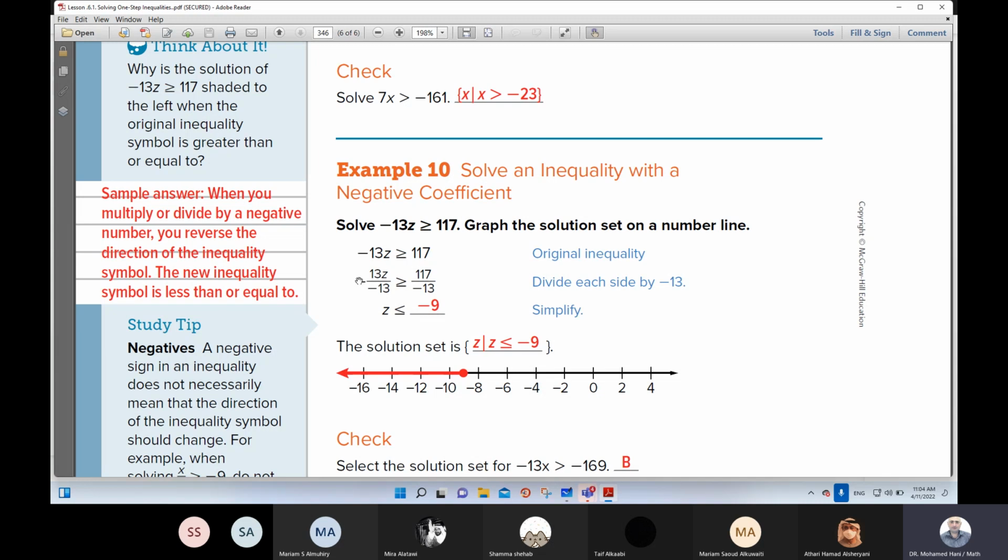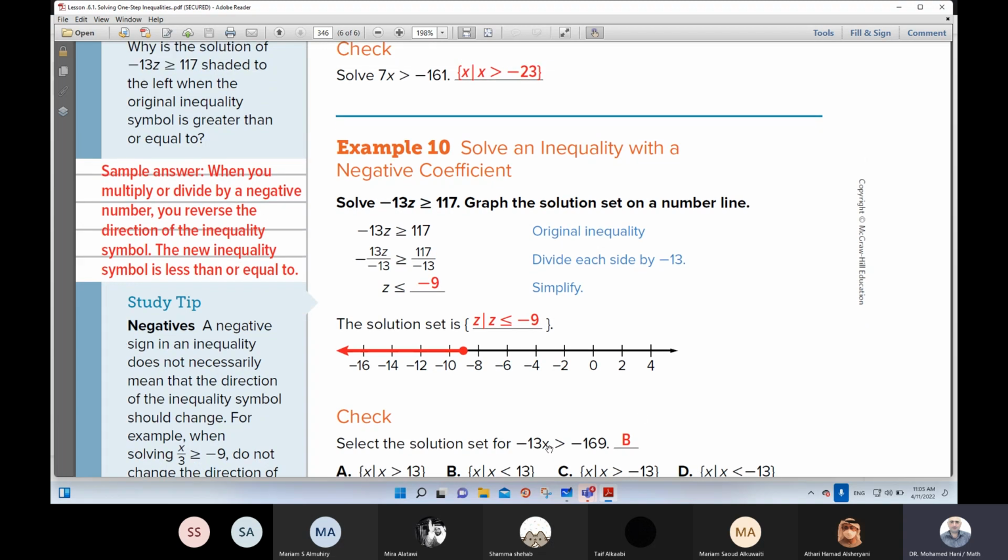Negative 13z divided by negative 13 will be z. Less than or equal to 117 divided by negative 13, which will be negative 9. Then we can write the solution set: z such that z is less than or equal to negative 9. And we can graph the number line here, representing negative 9 between negative 8 and negative 10 in the middle. And you have the equal sign here, which means draw a shaded circle. Then z less than means the direction to the left.